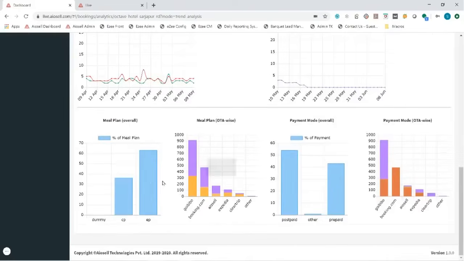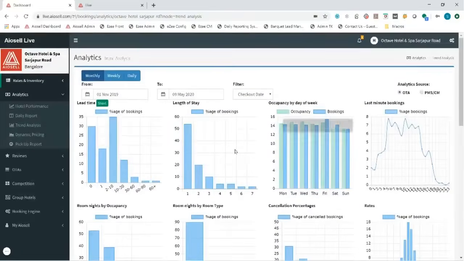We have certain other analytics factors like which meal plan, either it's breakfast included or rooms only, depending on each OTA or each channel of booking, as well as the payment modes. We have a lot of prepaid as well as a lot of postpaid bookings, and so on and so forth. So here you see a lot of analytics and a lot of analysis that we have from the hotel that will help us understand the hotel properly, and then set those pricing parameters.